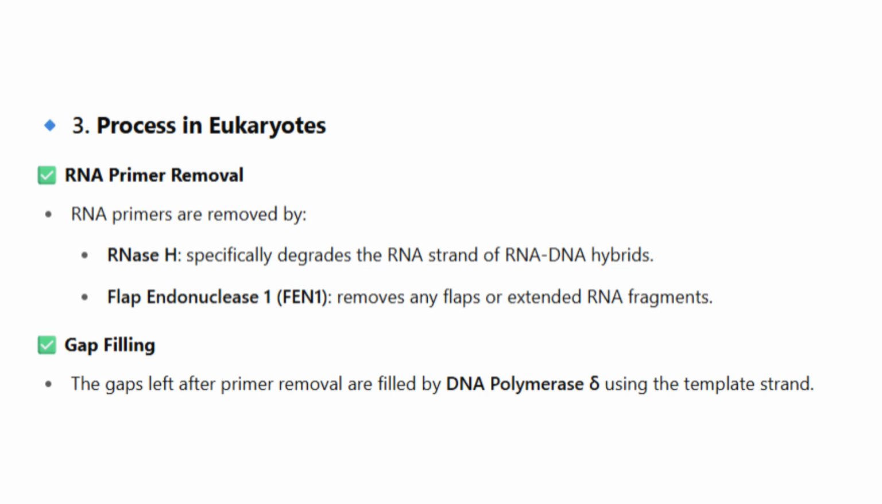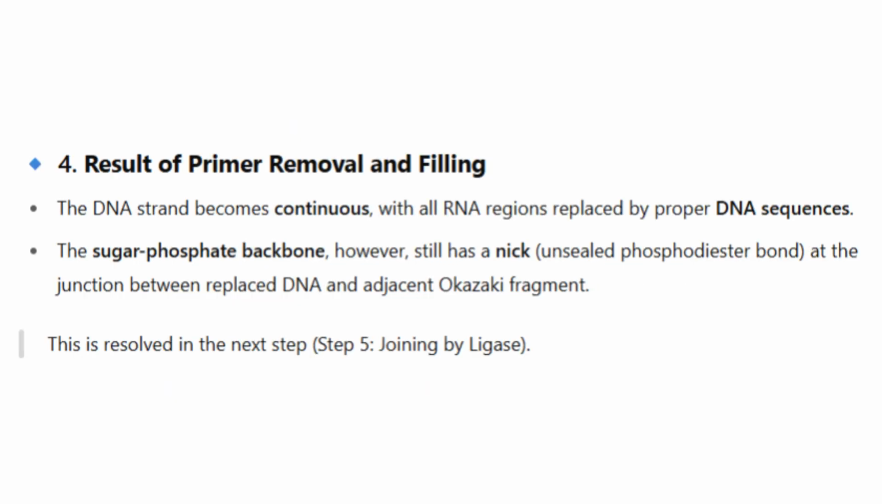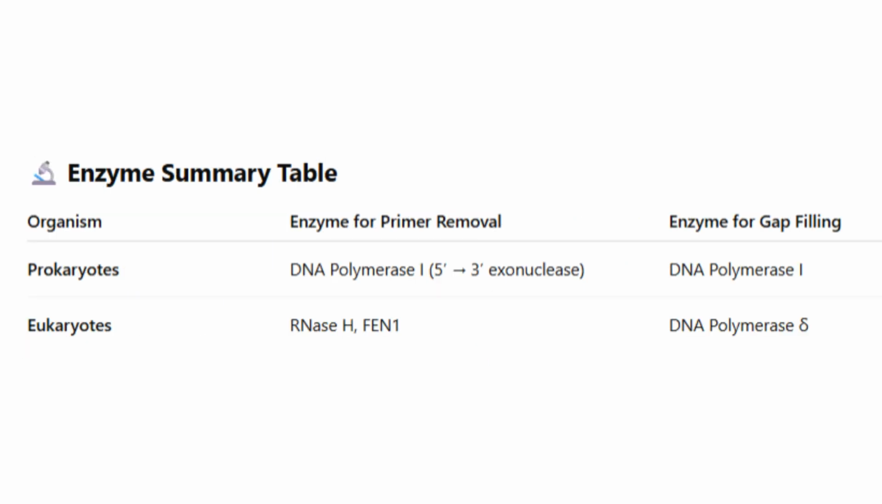Gap filling. The gaps left after primer removal are filled by DNA polymerase delta using the template strand. 4. Result of primer removal and filling. The DNA strand becomes continuous, with all RNA regions replaced by proper DNA sequences. The sugar-phosphate backbone, however, still has a nick, an unsealed phosphodiester bond, at the junction between replaced DNA and the adjacent Okazaki fragment. This is resolved in the next step, step 5, joining by ligase.